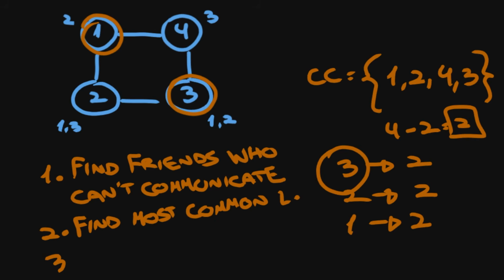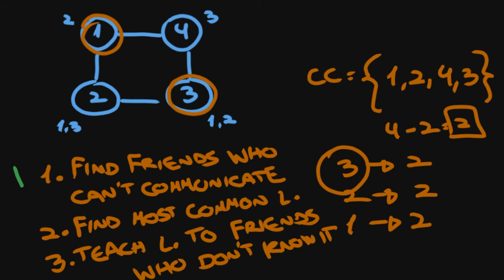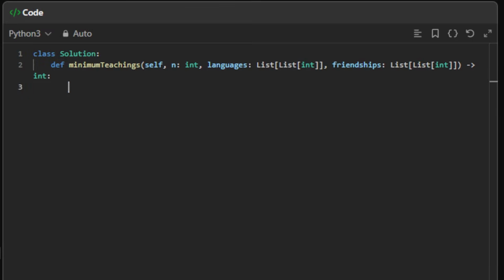So step number 3 is to teach the language to the friends who don't know it. So this is basically the entire approach. Now let's go with the code and hopefully you will get the idea. First, we need to build a set to store every friend who cannot communicate with other friend. We will call this cannot communicate, and this is an empty set.